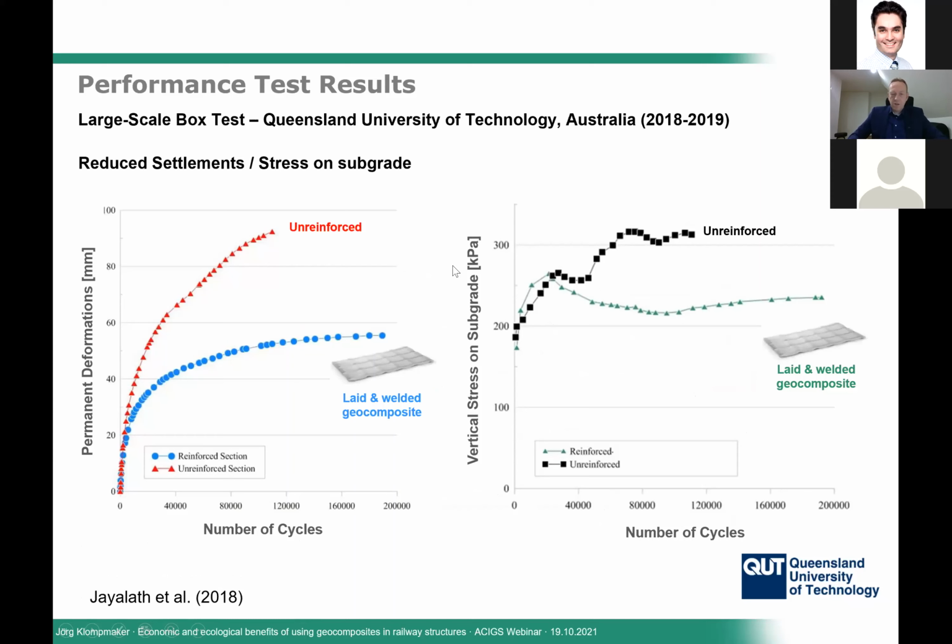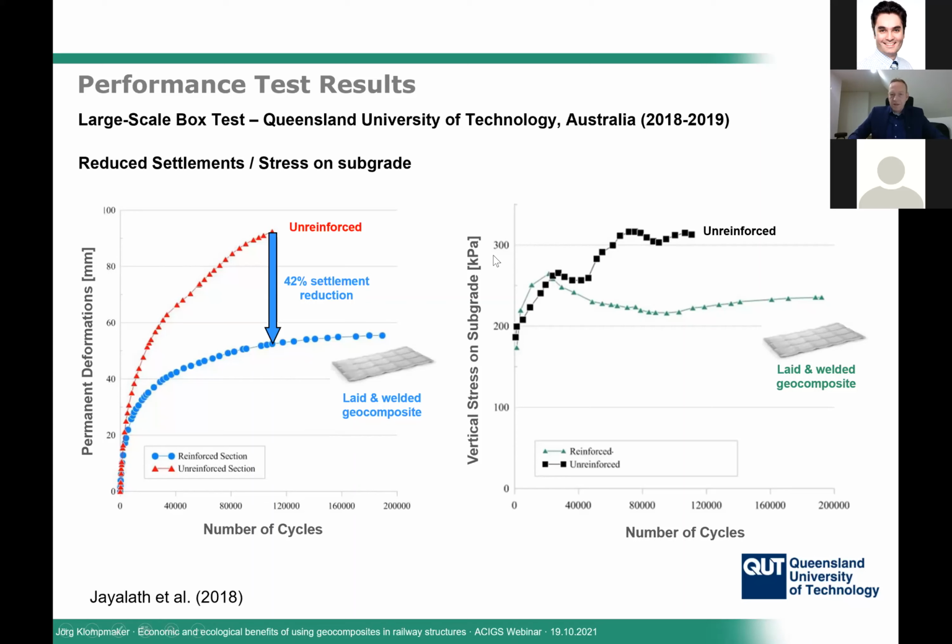The settlements were measured on top of the base course with linear vertical displacement transducers, and we can see a clear difference between the unreinforced sample as a result of the applied load cycles. So at approximately 120,000 load cycles, we can see settlements of around 92 millimeters in the unreinforced case. If we're using a laser welded geocomposite, we can reduce the settlements very visibly to a value of approximately 55 millimeters. So there's 42% settlement reduction by using a laser welded geogrid.